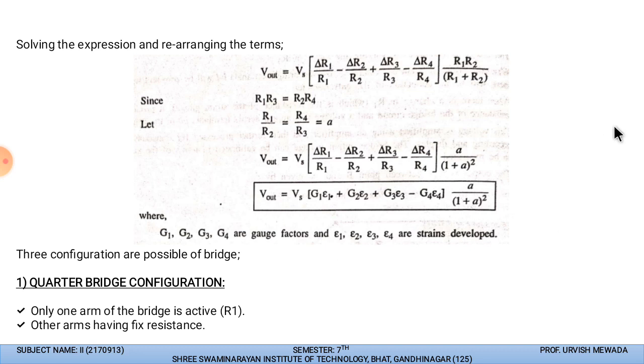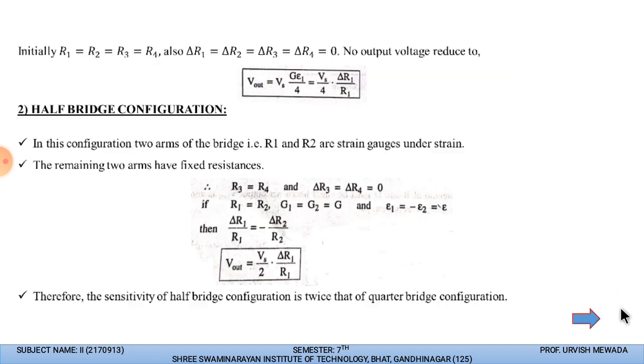So there are three possible configurations of the bridge. First is the quarter bridge configuration. In the quarter bridge configuration, only one arm of the bridge is active, say R1, with the other arms having fixed resistance. Initially R1 is equal to R2 is equal to R3 is equal to R4, so delta R1 is equal to delta R2 is equal to delta R3 is equal to delta R4 for such a kind of circuit.